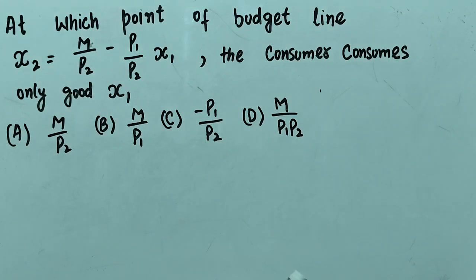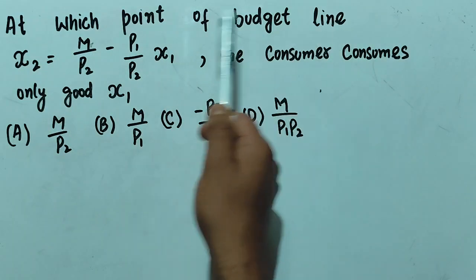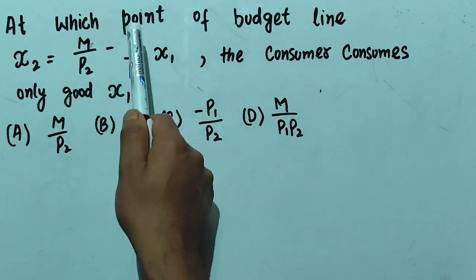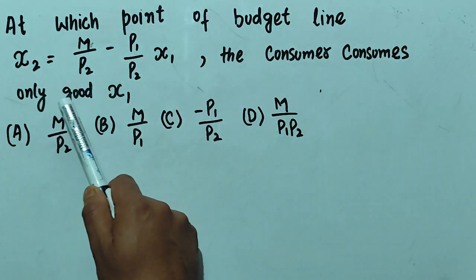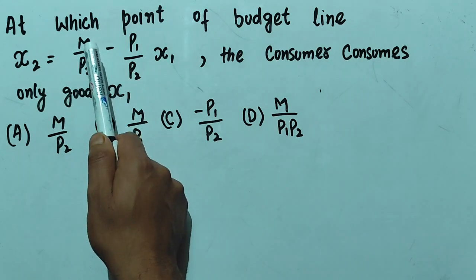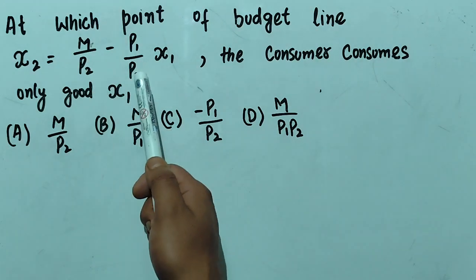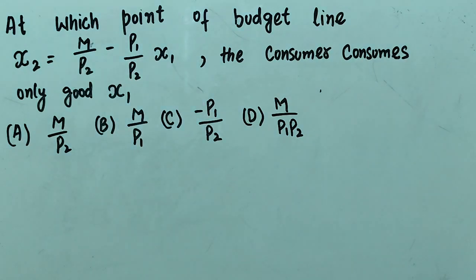Let us solve a question on consumer's budget line. The question is, at which point of budget line x2 is equal to m upon p2 minus p1 upon p2 x1, the consumer consumes only good x1. M denotes the income, p1 and p2 are the prices of good x1 and x2. So options are being given, we need to find out the correct option.